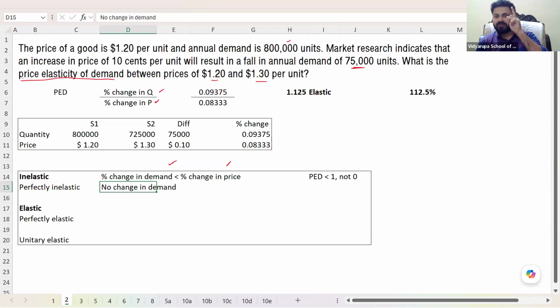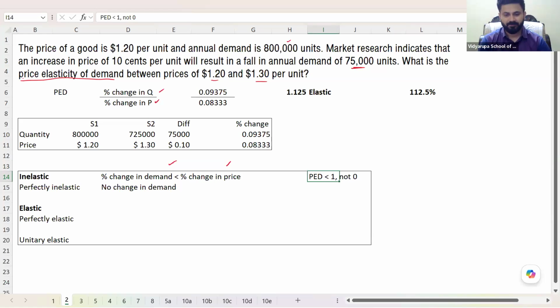So understand the difference. When we just say inelastic, it doesn't mean that demand will not change. Demand will change, where the PED value will be less than 1, but not 0. It will be more than 0, less than 1. 0.2, 0.5, 0.8 like that. Or less than 100%, more than 0. That's elastic. Sorry, that's inelastic.